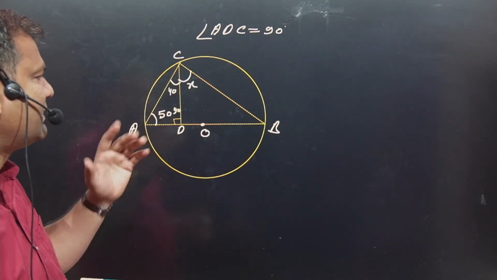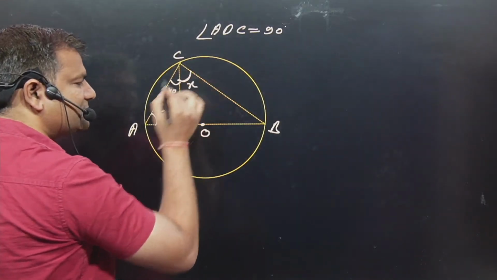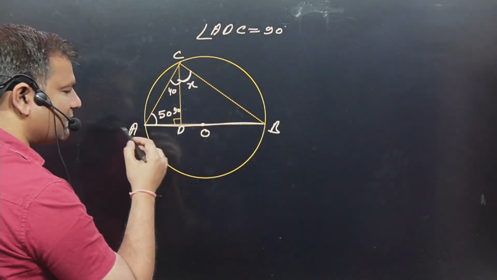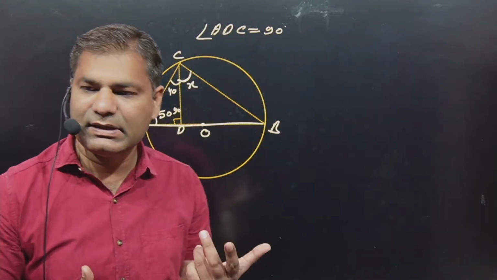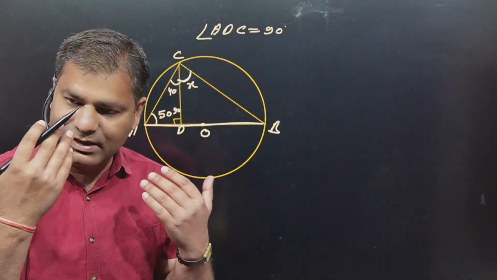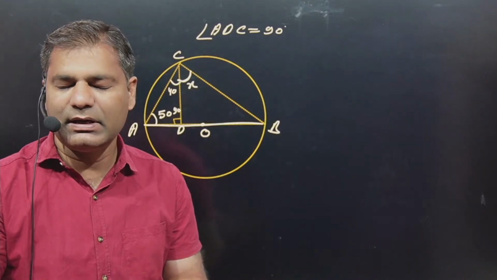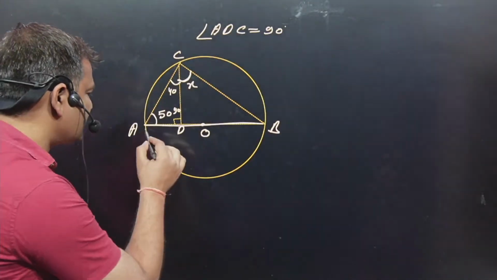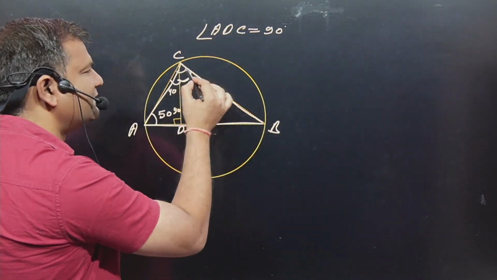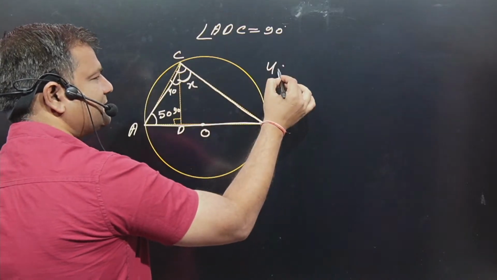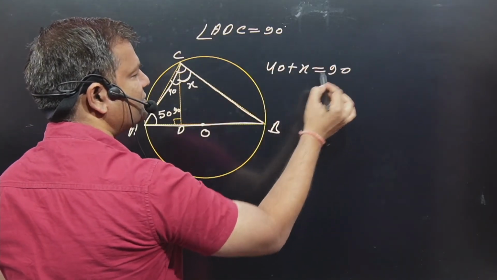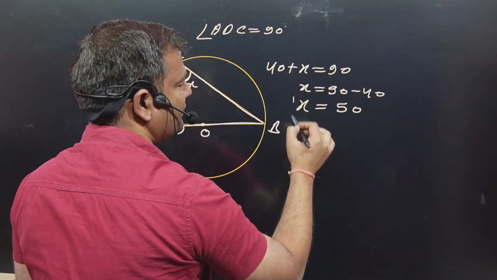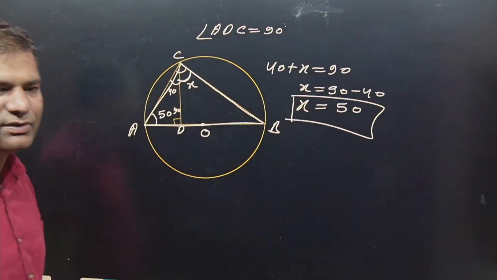Clear? Now next target, how can we determine x? Now this one is a diameter. I know the second theorem says any angle in a semicircle is always 90 degrees. So you can say that 40 plus x will equal 90. So x is 90 minus 40, that is 50 degrees. I hope it is clear. So x equals 50 degrees.